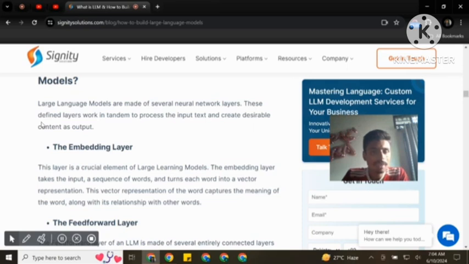Large language models are made of several neural network layers. These layers work in tandem to process the input text and create desirable content as output. The embedding layer is the first one. This layer is a crucial element of large language models. The embedding layer takes the input, a sequence of words, and turns each word into a vector representation. This vector representation captures the meaning of the word along with its relationship with other words.